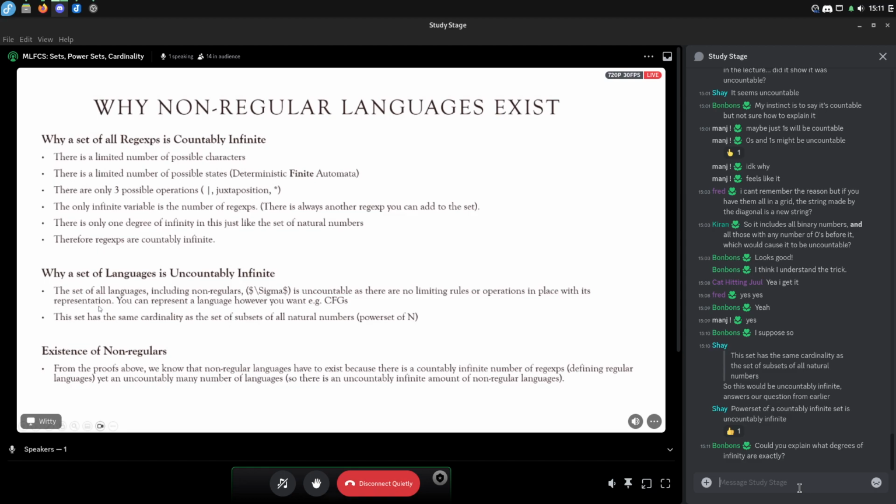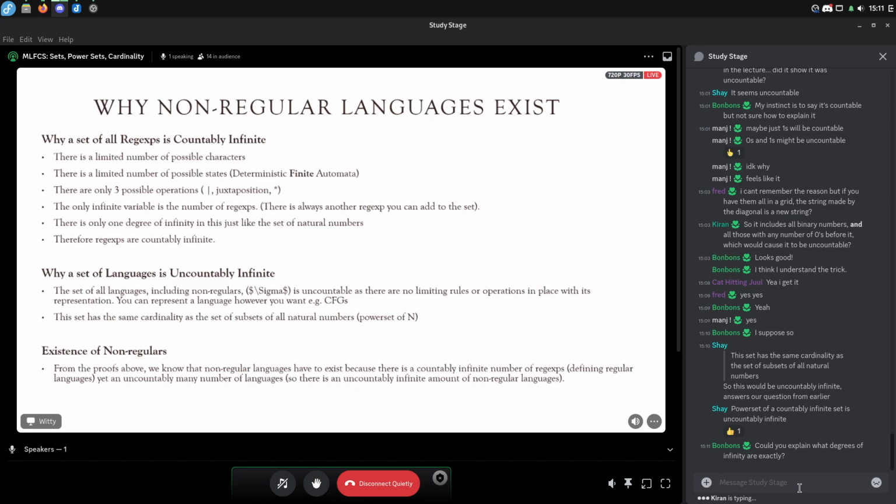I'll go over the degrees of infinity in a sec. When you're defining a language, you're not constricted by any rules. Say you're creating a new programming language. There are no rules that you need to follow, apart from the basic ones like Turing machines and computation. You're not bound to keep it regular, basically. You can do whatever you want. And that's why not all languages are regular.